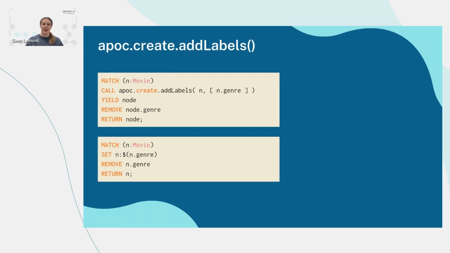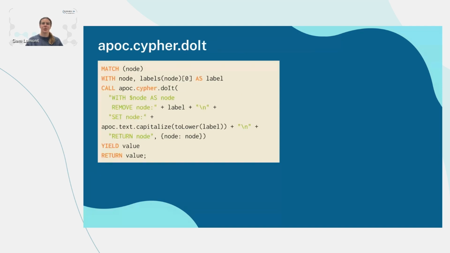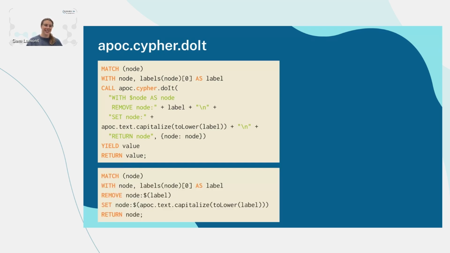And my final example here with APOC is apoc.cypher.doIt. This procedure provides a way to run Cypher within Cypher. As you can see, it's another string concatenation example. We have the label inserted there, and then APOC will actually run the query. But now we can run this all inline, pure Cypher. Well, I do still use APOC for capitalization, but here you go. We can set the node label directly.